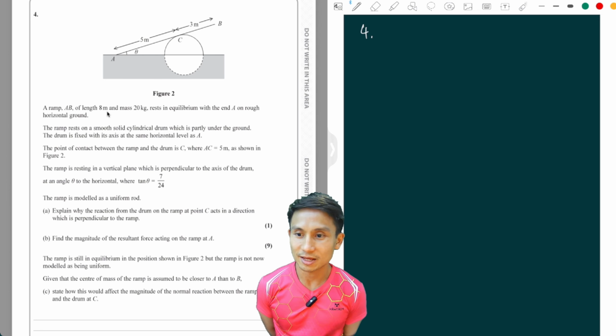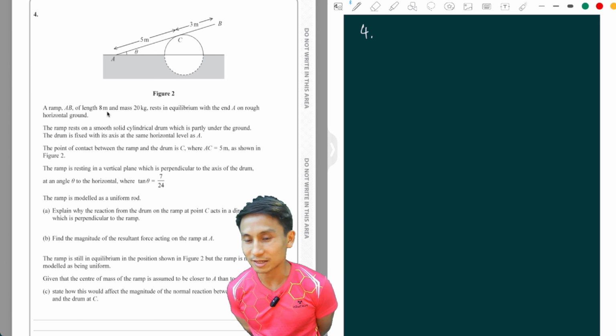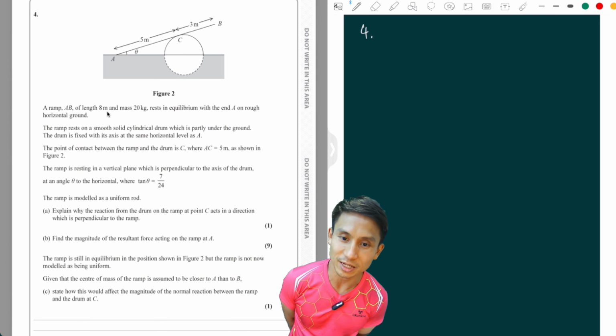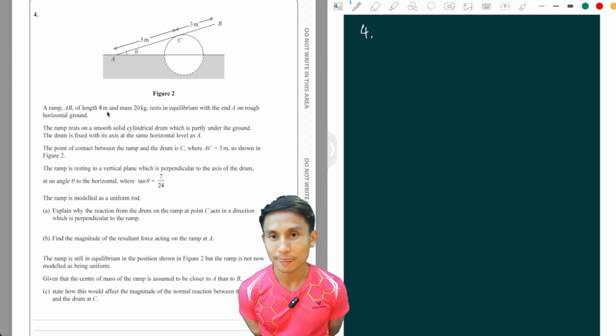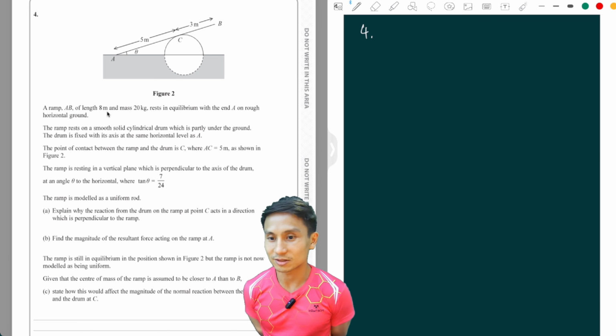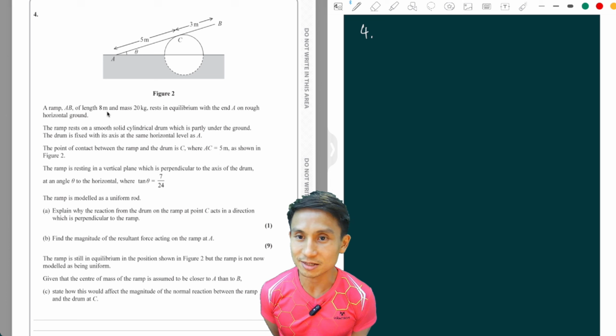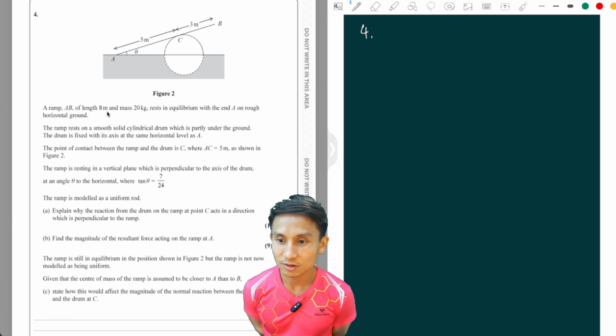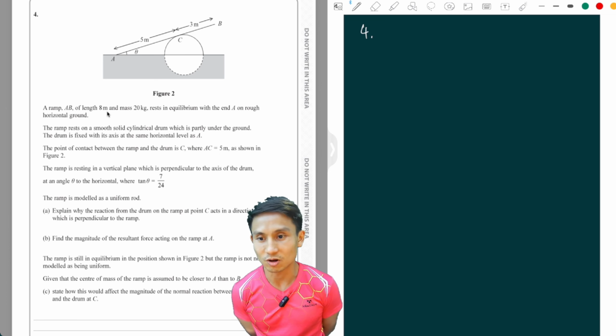The drum is fixed with its axis at the same horizontal level as A. The point of contact between the ram and the drum is C, where AC is 5 meters. Okay, we can see that as shown. The ram is resting in a vertical plane which is perpendicular to the axis of the drum, at an angle theta to the horizontal, where tan theta is 7 over 24. The ram is modeled as a uniform rod.